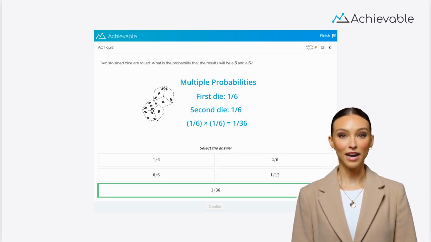Quick recap. 2 independent events. Multiply probabilities. Each die has a 1 over 6 chance of landing on 6. 1 over 6 times 1 over 6 equals 1 over 36.